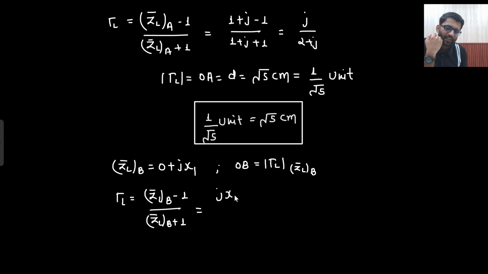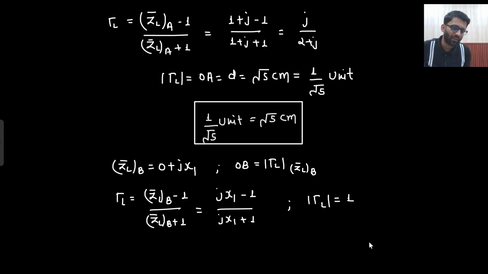Okay, so this is (jx1 - 1)/(jx1 + 1). Now I am not sure what the angle will be, but one thing I am pretty sure of is the magnitude of gamma L here. The magnitude will be 1 only. What will be the magnitude? 1 unit.